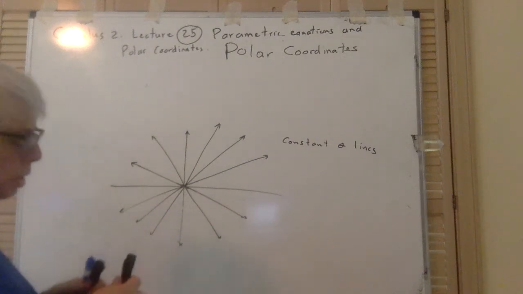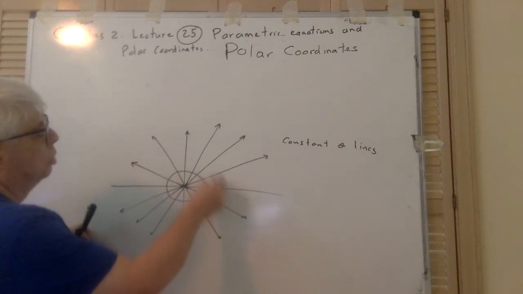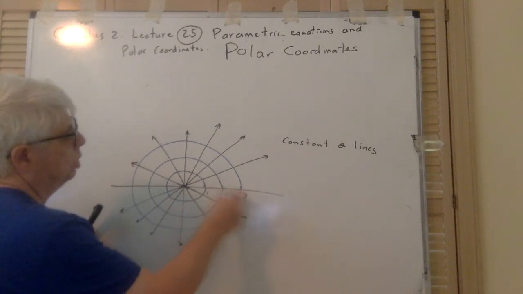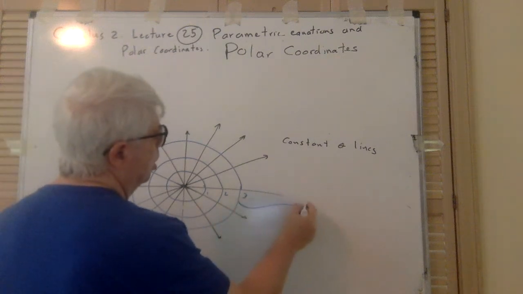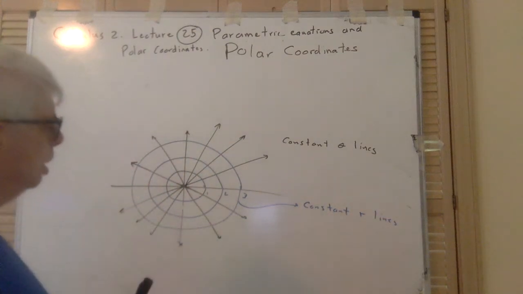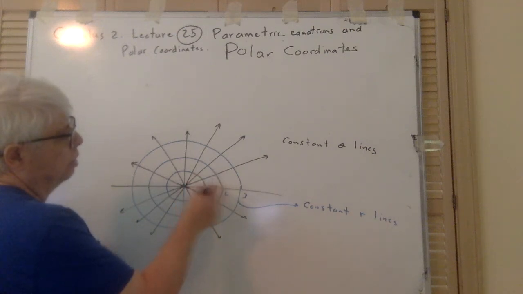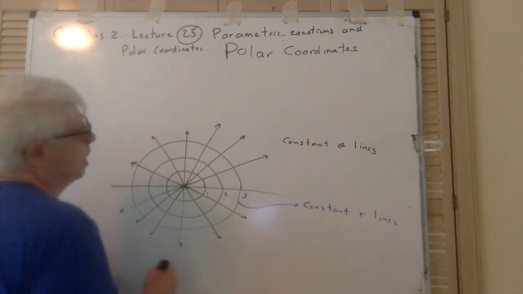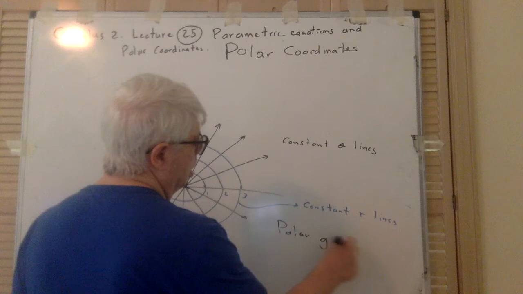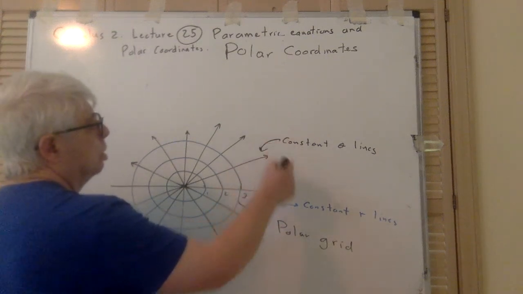Now what is constant r? R equals 1, r equals 2, r equals 3, and so on. So these are, in fact, constant r lines. It's interesting that these are also perpendicular. Well, you might say, what does perpendicular mean? These are, in fact, right angles. But anyway, this is the polar grid. Rectangular grid was xy constants, and this is r theta constants. So these are constant theta lines and constant r lines.